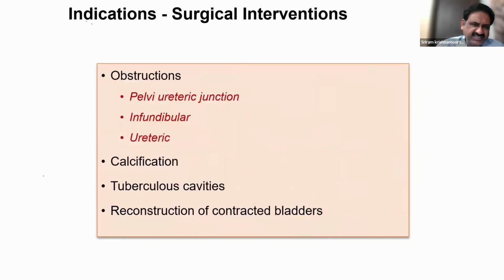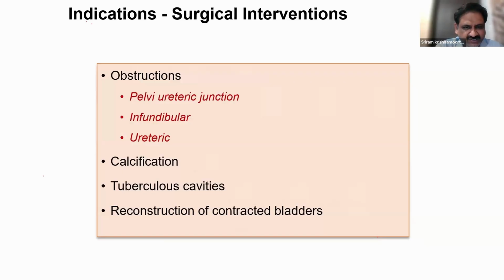The indications for surgical intervention will be if there is an obstruction, either at the pelvic junction, infundibular level, or the ureteric level, you have to intervene in the form of a double stent or a percutaneous nephrostomy. If the patient has got calcifications, that calcification may be a focus of infection, a focus of dormant bacilli that has to be removed.